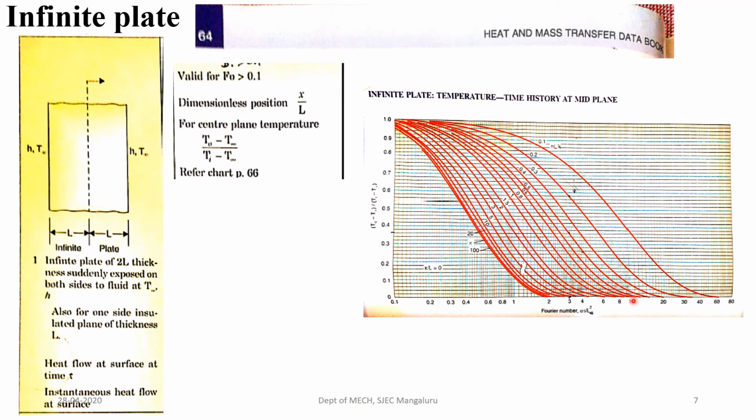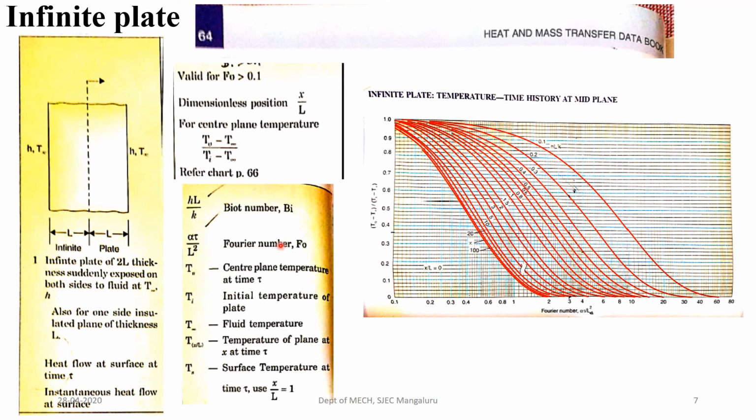You can see on the x-axis we have the Fourier number, here we have the temperature ratio, and these lines are for different values of Biot number. See the notation here. Biot number is hL by k, Fourier number is alpha t by L square, and T naught represents the center plane temperature. Ti is initial, T infinity is fluid temperature, T at x by L is the temperature of the plane at any x, and Ts represents the temperature at the surface. At the surface x by L is always equal to 1.